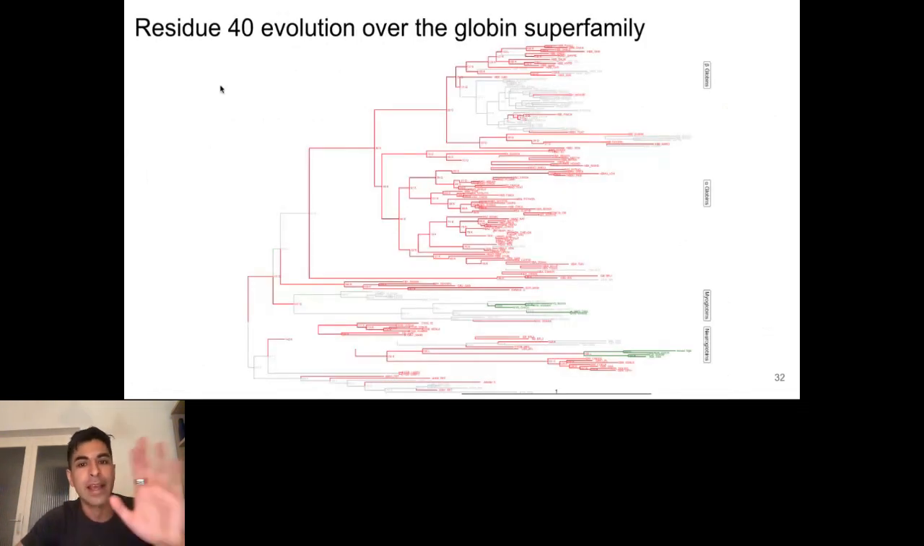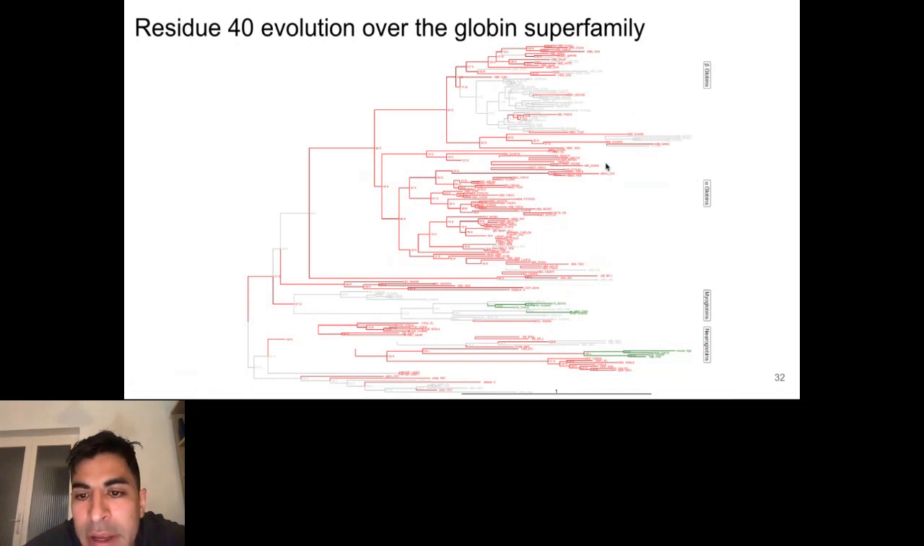But for example, if we take again this residue, residue 40, the one I showed before, here we color the residues according to their frustration state in different parts of the tree. You can see that myoglobins and neuroglobins, in most cases, became less frustrated. Beta globins are kind of neutral, except, for example, this part here, which constitutes beta globins present in fish. This was very interesting also. Fishes have a different evolutionary pattern. And alpha globins retained the highly frustrated identity from the very ancestral protein.